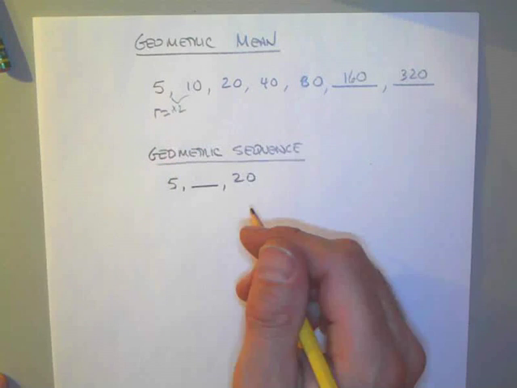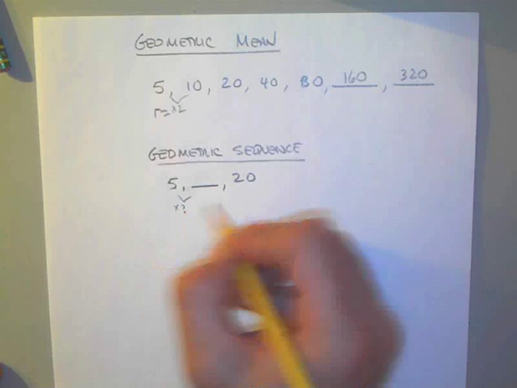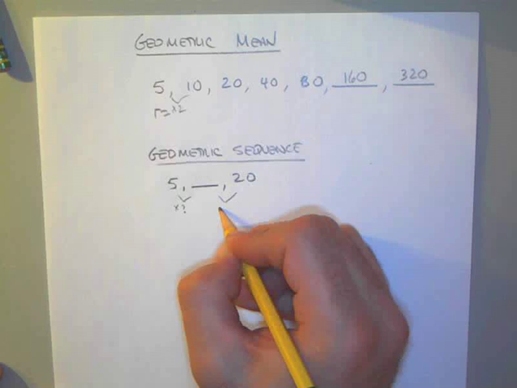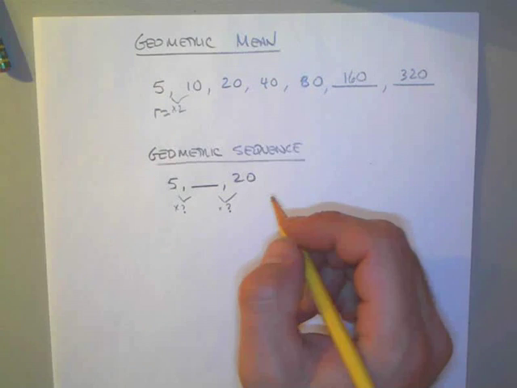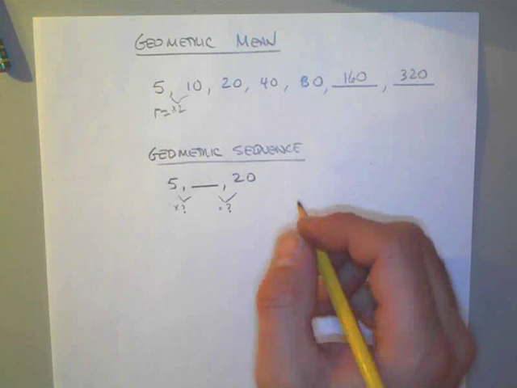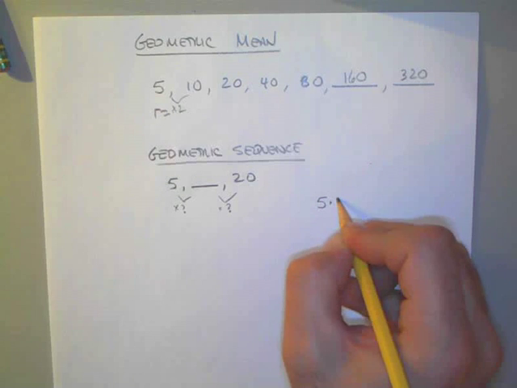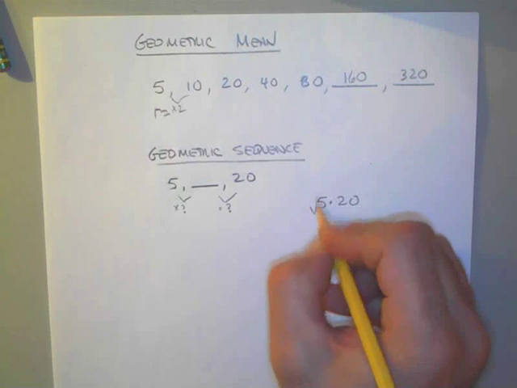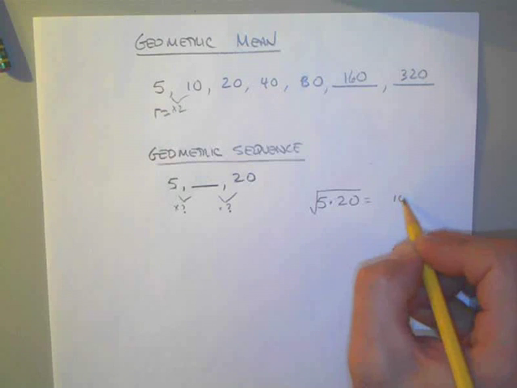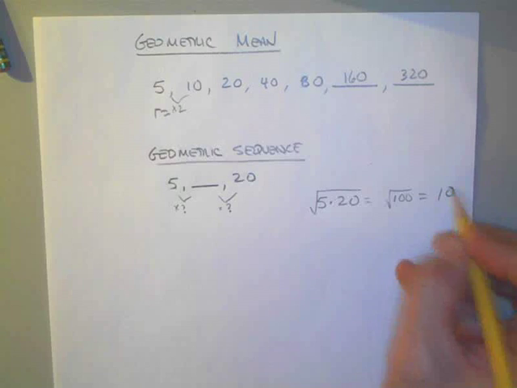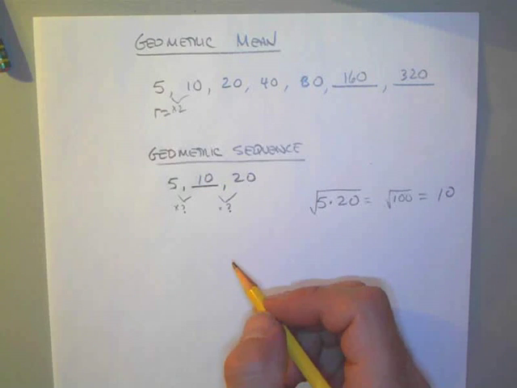What we need to do is figure out what number we're multiplying by to get to here, and then what number, again, we're multiplying by to get there. And it turns out there's an easy way to do that. What we do is we do 5 times 20 and we take the square root. So that would be 5 times 20 is 100, and you take the square root, that's 10. And in fact, that is the correct number to go in there.